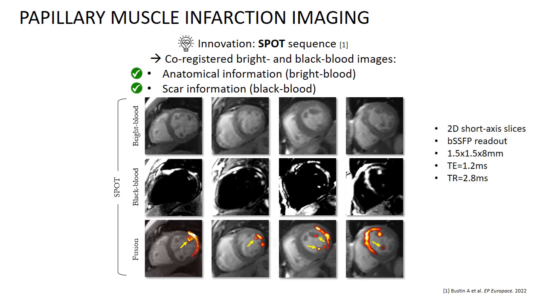So SPOT is a 2D bSSFP sequence that acquires bright and black blood images in an interleaved fashion, where each image is acquired in 1 heartbeat. That's why images are co-registered.